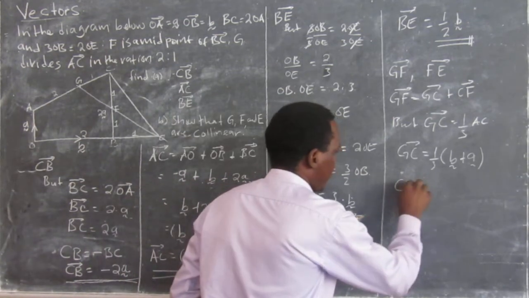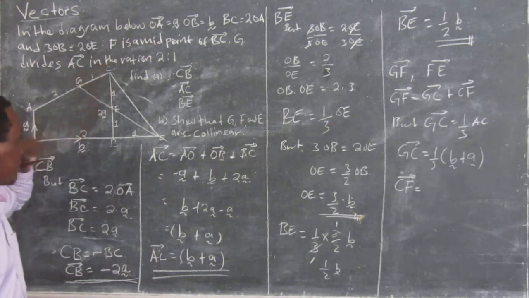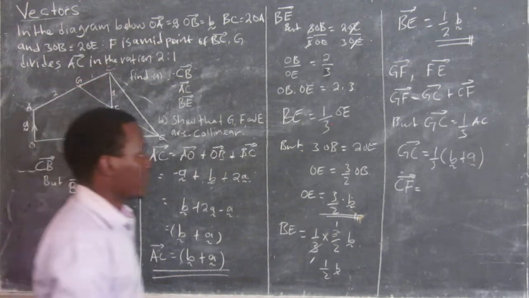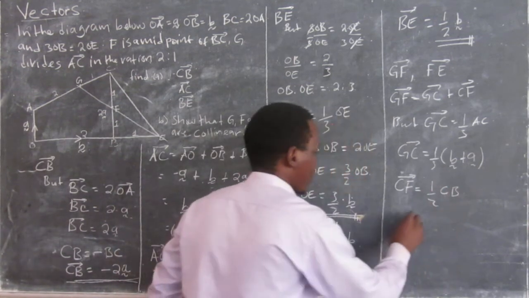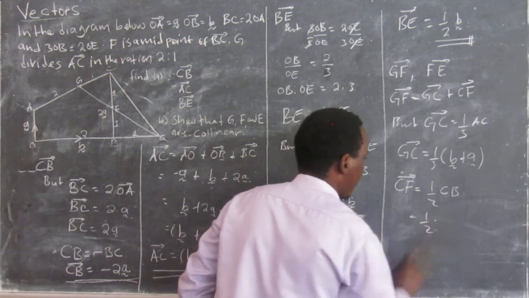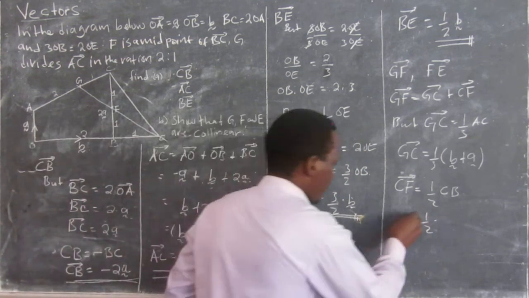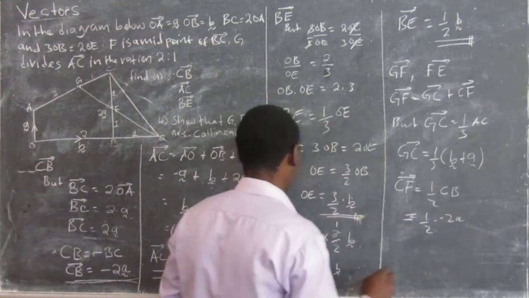CF, C to F, is going to be a half of CB. Is it okay? It's going to be a half of CB. In this case, we shall have a half times our CB, we got it as negative 2A. It's going to be times negative 2A. Is it okay?